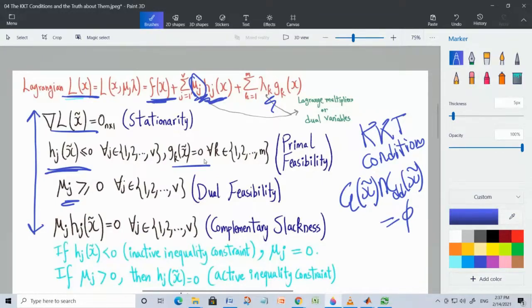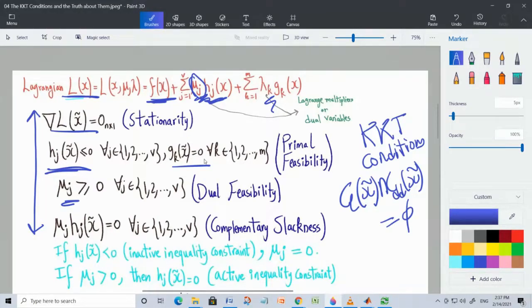So what is complementary slackness? It is not something new, by the way. We are rewriting what happened on the previous page. We are not inventing anything new, but we are trying to write everything in a structured way that will help us use the KKT conditions to solve optimization problems.